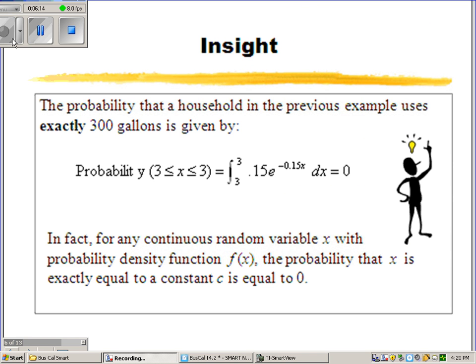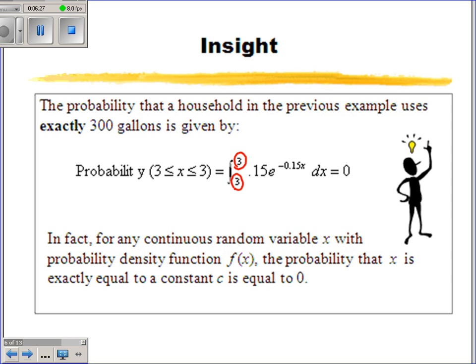Now, one thing to point out here, if you're looking for the probability that a certain household uses exactly 300 gallons, that would be the integral from 3 to 3. So that would be saying that x is between 300 and 300 gallons. Now, you're talking about an area, and if you've just got one value here of 3, there's not going to be much of an area if that doesn't have any width. So the probability that it's exactly a certain number is actually 0. So keep that in mind when you're dealing with probability density functions.